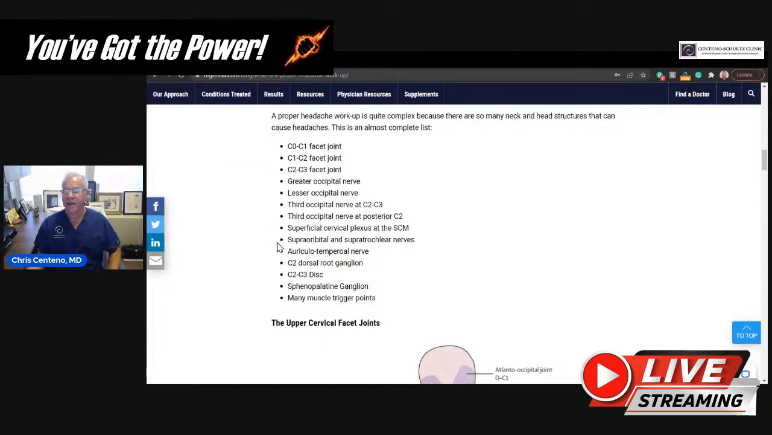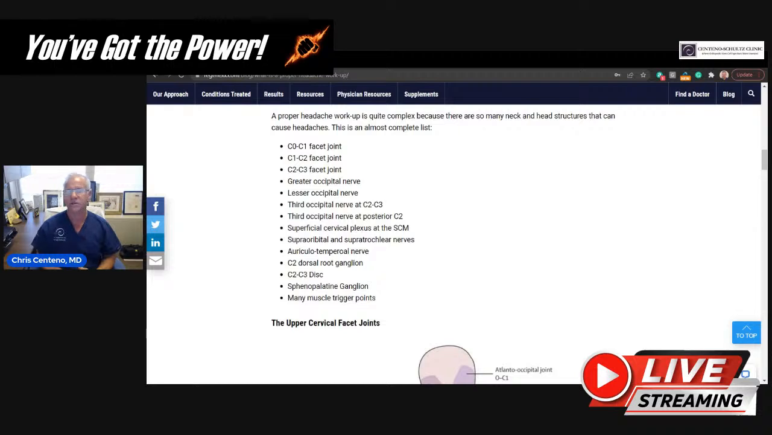Then we've got the supraorbital or supratrochlear nerves around the eye. Then we've got the auriculotemporal nerve, which is right behind the TMJ here. Then we've got the C2 dorsal root ganglion, which comes out near the spine. We've got the C2-3 disc itself, the sphenopalatine ganglion, which is deep inside the nasal passages here, and then many different muscle trigger points.